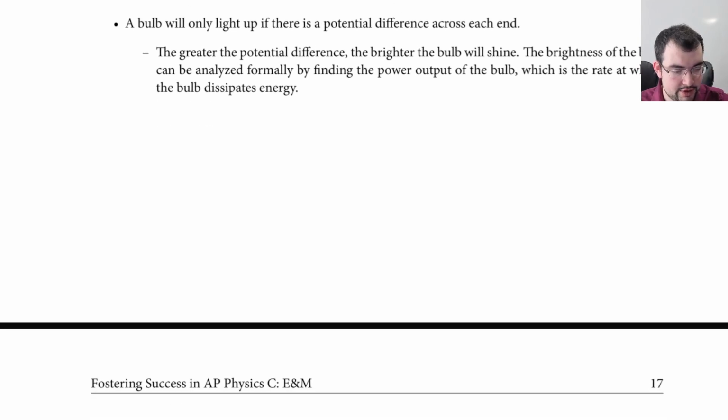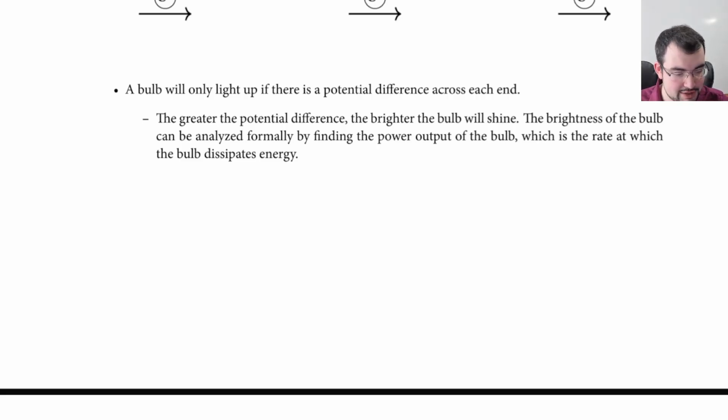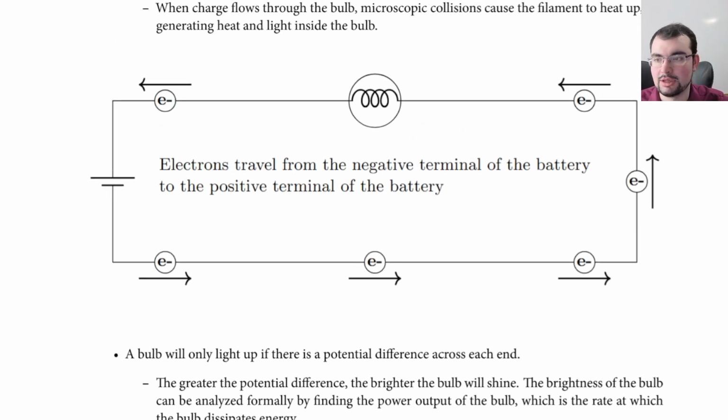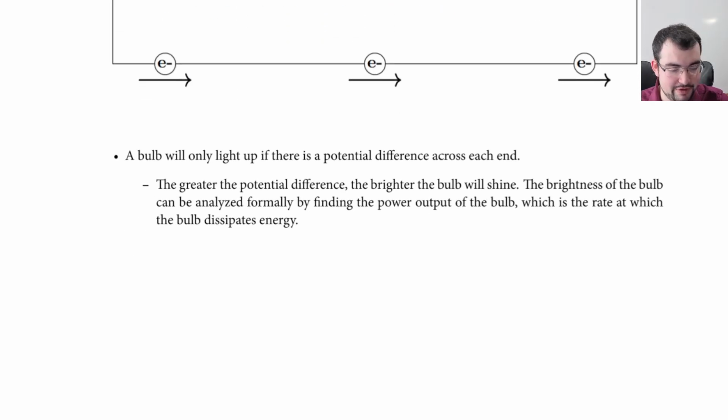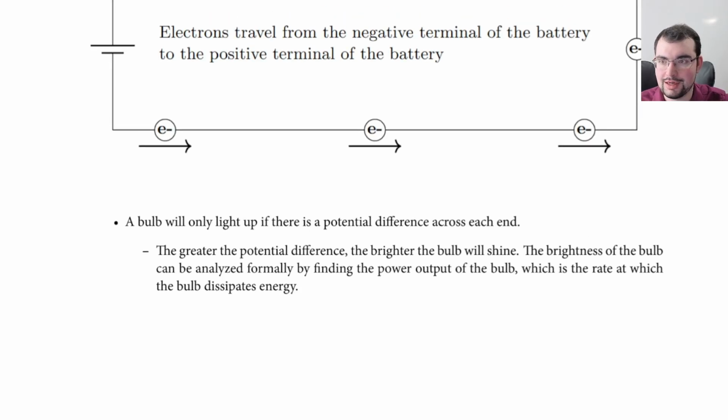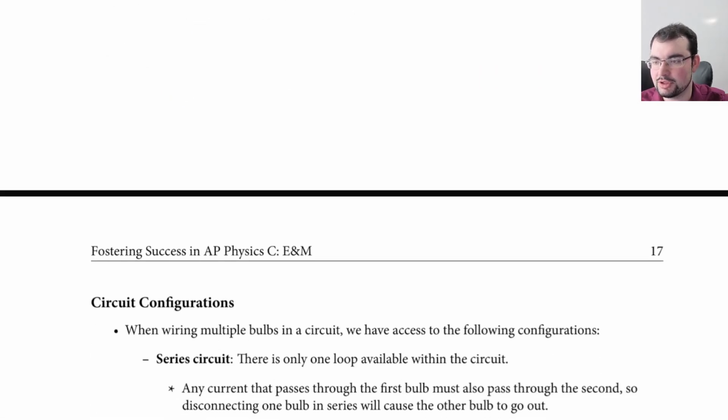Something we'll take as a fact for now is that the greater the potential difference, the brighter the bulb will shine. We'll analyze this later by looking at something called electrical power, which is the rate at which the bulb dissipates energy. But we'll take this as a fact: the bigger the potential difference across the bulb, the stronger the pushing force on the electrons will be. So they'll be pushed harder against the filament, if we want to justify it that way. Of course, this is not a perfect model, but this is just how we will approximate what's happening. Just trying to give some intuition there.